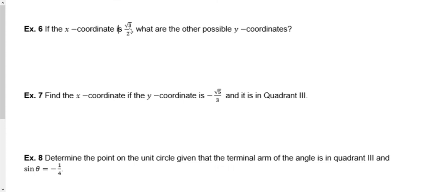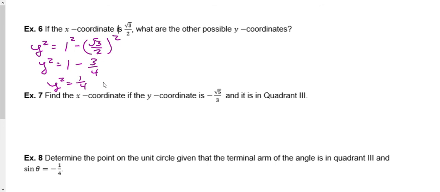Example 6: if the x value is already on the unit circle, what's the other y value? All we're going to do is go 1 minus root 3 over 2, because we're just doing Pythagoras inverse. So it's going to be 1 squared minus root 3 over 2 squared equals y squared. So y squared is equal to 1 minus 3 over 4, and of course that y squared is equal to 1 over 4. Square rooting this, you get y equals plus minus, because we square rooted a variable, plus minus 1/2, and there you go.